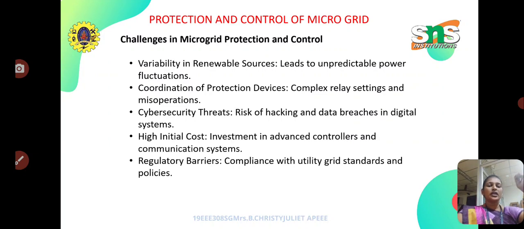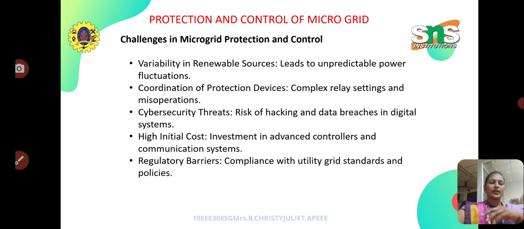And also coordination of protection devices. We have a lot of relays, circuit breakers and sensors. These have to be operated in a very coordinated manner. So there are complex relay settings, and there is a possibility of misoperations also. Next, since it handles a lot of data exchange, there is a possibility of data breaches in digital systems. And hacking can occur very often in these kinds of digital technologies. So these cybersecurity threats are a big challenge for a microgrid in protection and control.